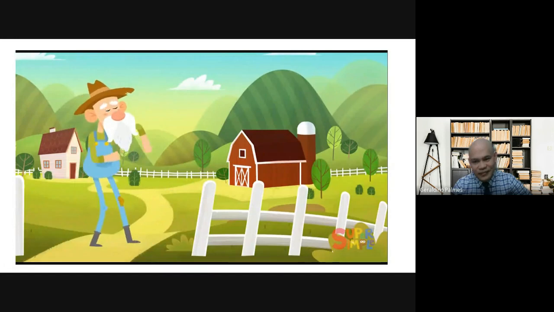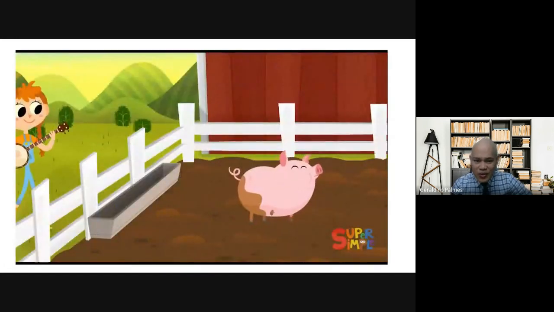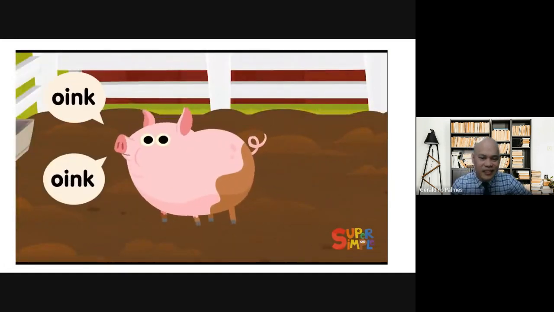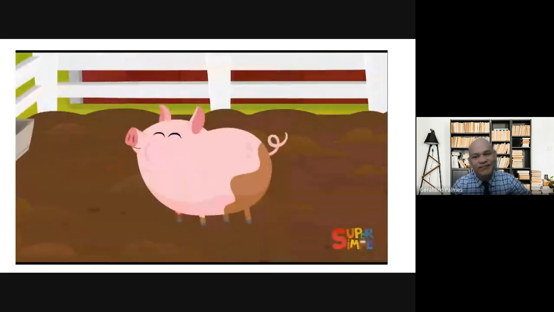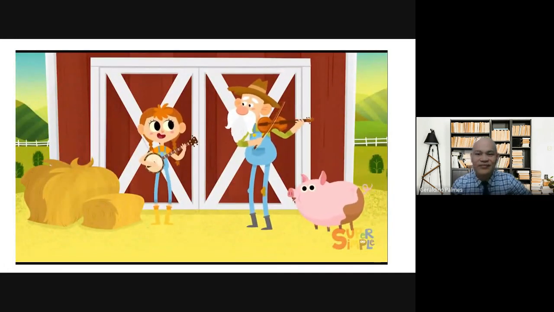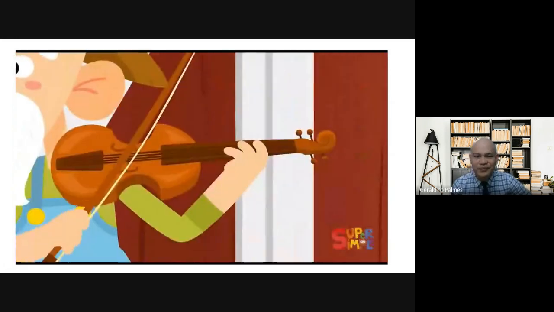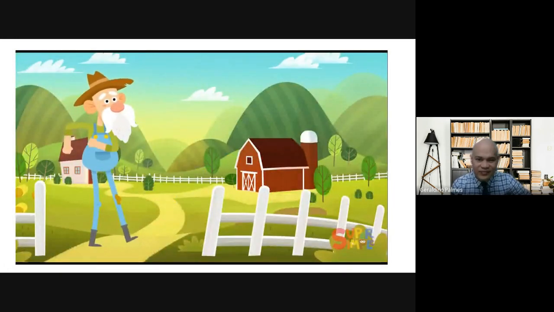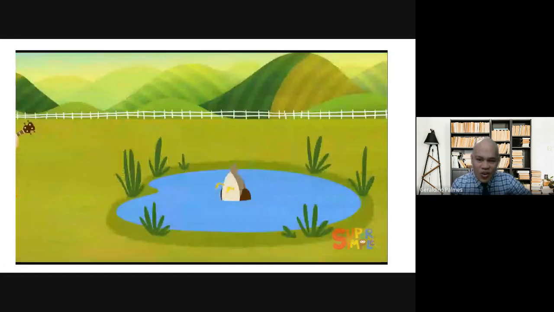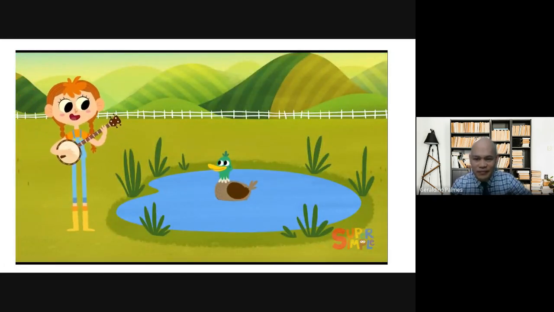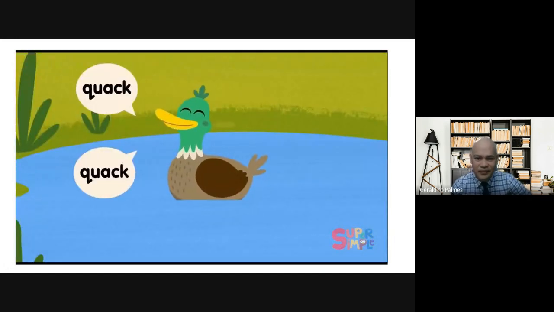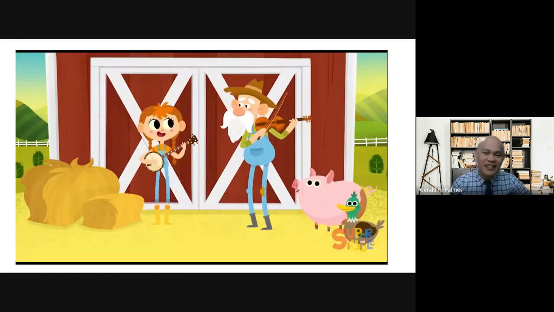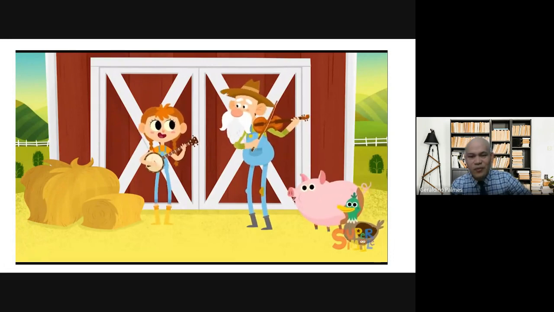Old Macdonald had a farm, E-I-E-I-O. And on that farm he had a pig, E-I-E-I-O. With an oink oink here and an oink oink there, here an oink, there an oink, everywhere an oink oink. Old Macdonald had a farm, E-I-E-I-O. And on that farm he had a duck, E-I-E-I-O. With a quack quack here and a quack quack there, and an oink oink here and an oink oink there.